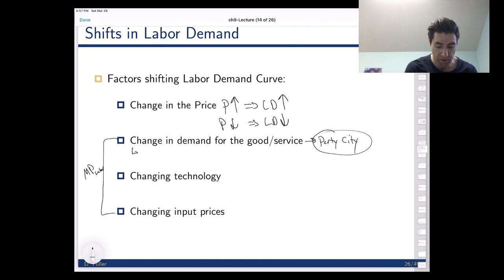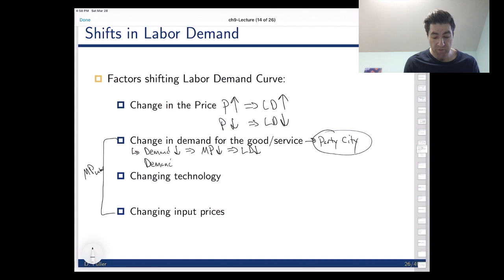The marginal product goes down. So demand for the good goes down. The marginal product is going to go down, and so the value of the marginal product goes down, or labor demand is going to go down, shift to the left. Conversely, if demand increases, the marginal product is going to increase, and labor demand is going to increase.